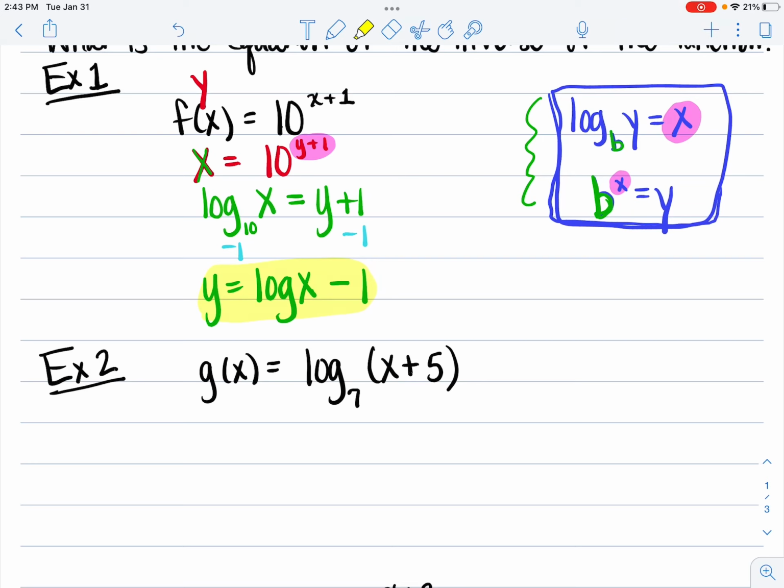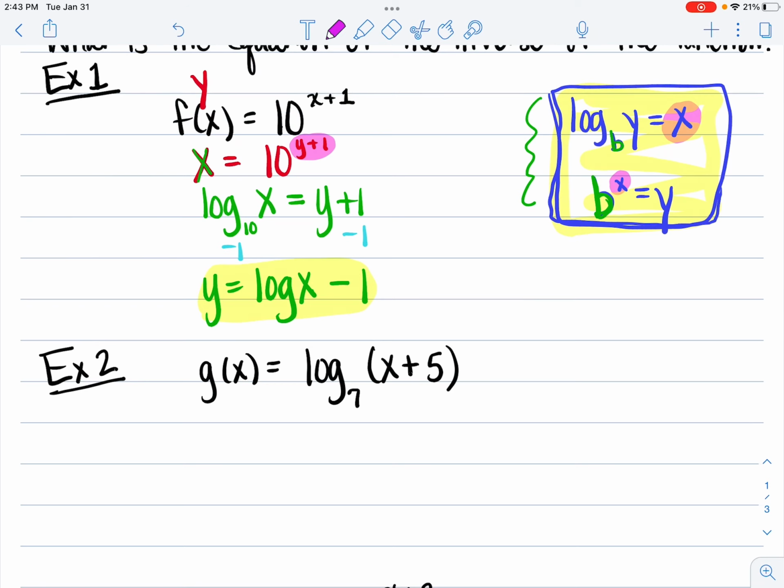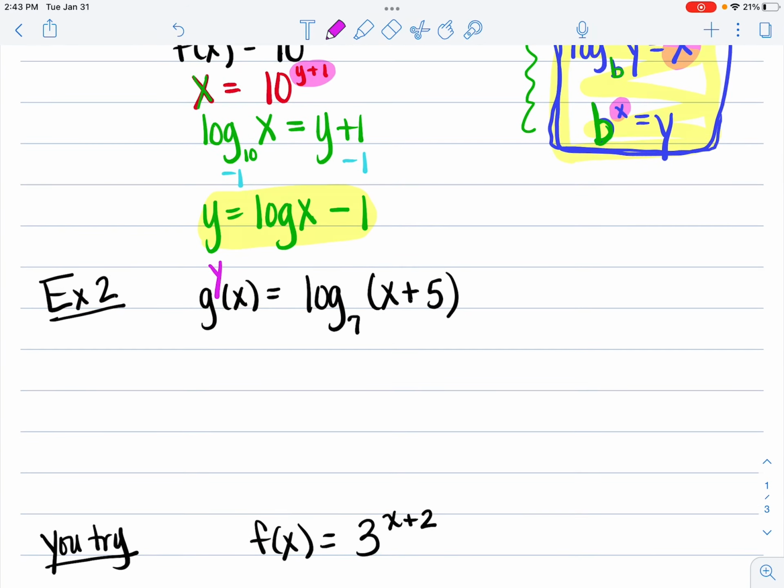So example 2 is the same thing. I'm still going to be using this property, but now I'm doing it backwards, because I'm given a logarithmic equation this time. Again, g of x is really just y. So I'm going to start off the same way and switch the x and the y. This is going to become x equals log base 7 of y plus 5.